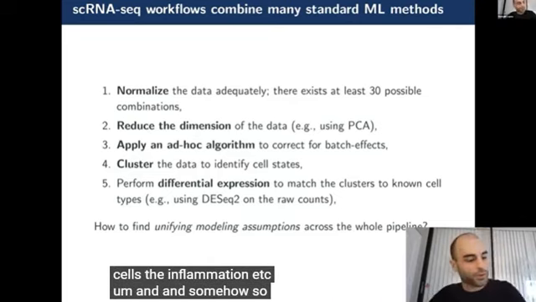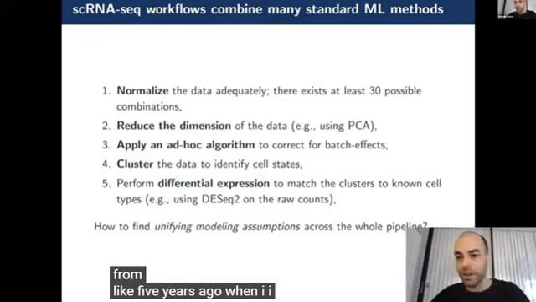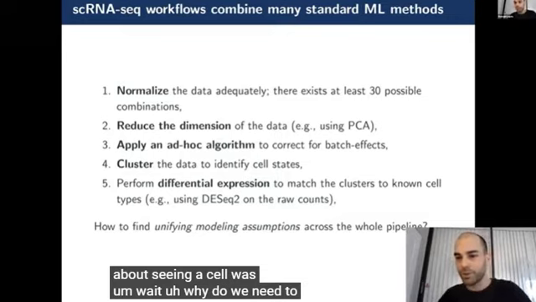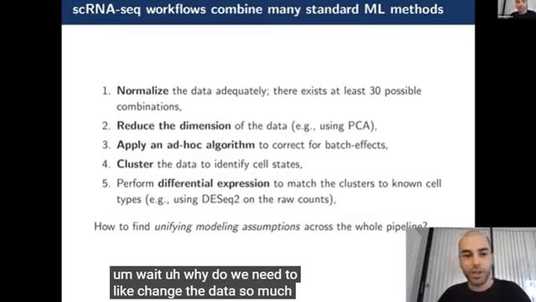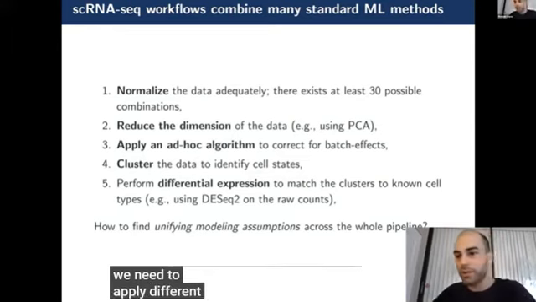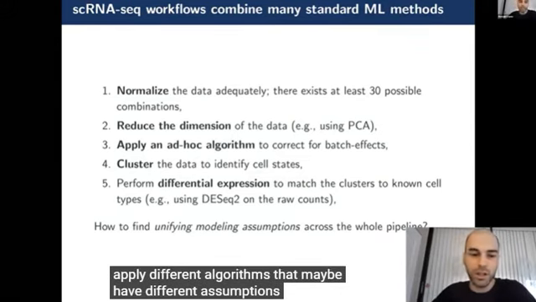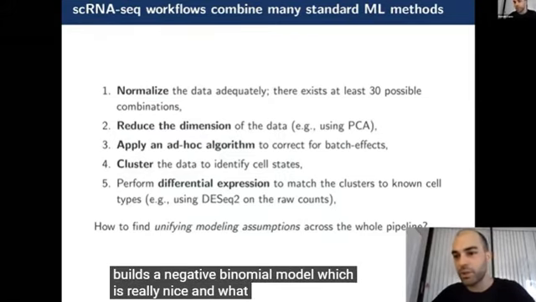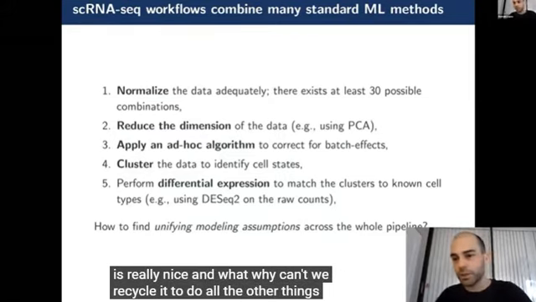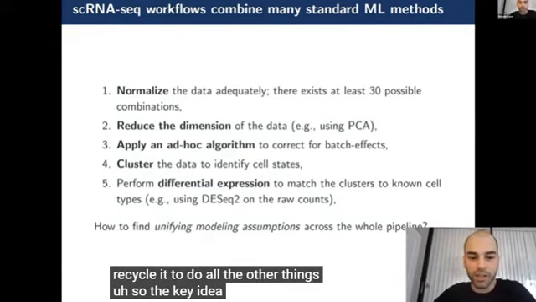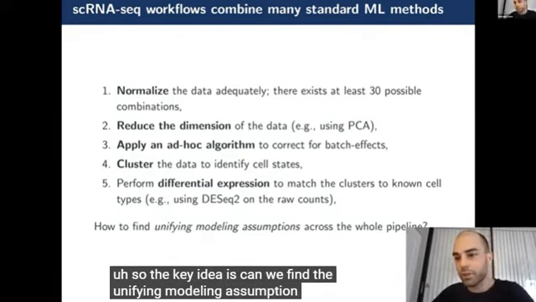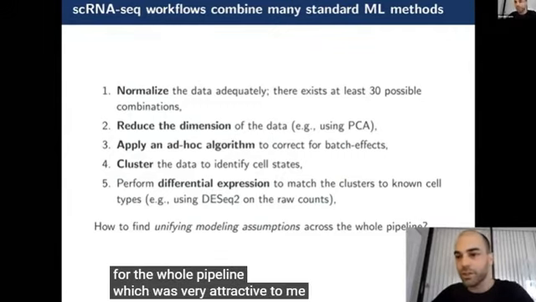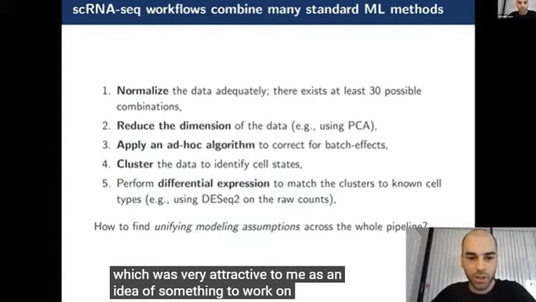And somehow, what struck me from five years ago when I learned about single cell was, why do we need to change the data so much? Why do we need to apply different algorithms that maybe have different assumptions? For example, differential expression builds a negative binomial model, which is really nice. And why can't we recycle it to do all the other things? So the key idea is, can we find a unifying modeling assumption for the whole pipeline? Which was very attractive to me as an idea of something to work on.